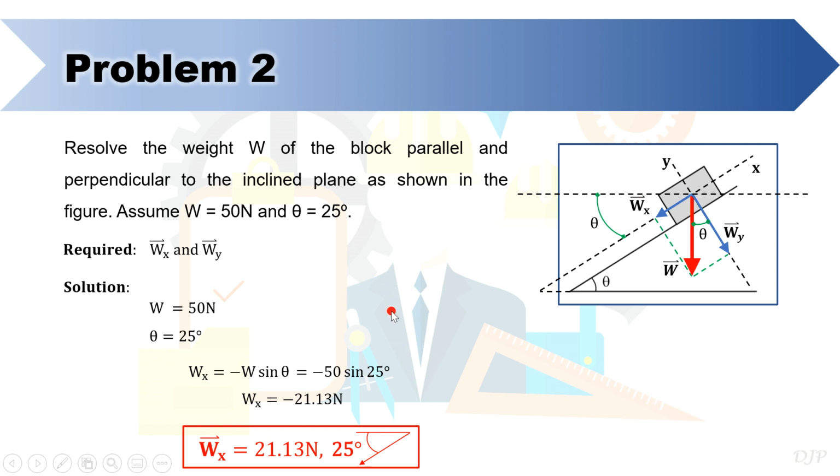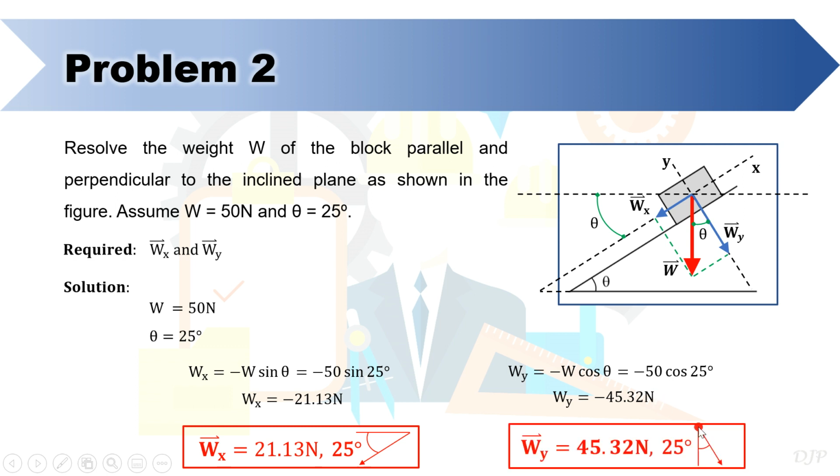Next, we get the y component by writing weight sub y is equal to negative weight times cosine of theta, which is equal to negative 50 times cosine of 25 degrees. Again, the negative sign is due to the direction of the force opposite to where the positive direction is designated. By substituting the values, we now get this magnitude of y component, and the final answer is expressed as follows.